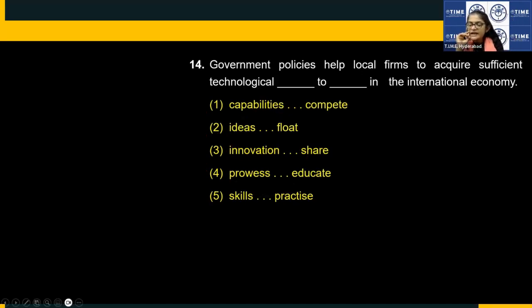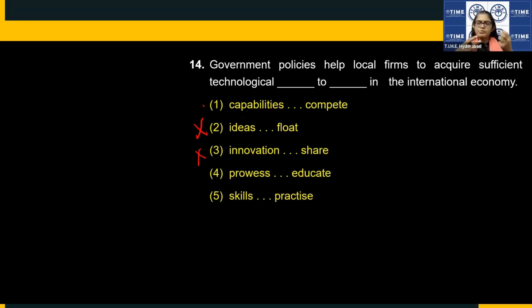Government policies help local firms to acquire sufficient technological dash to dash in the international economy. Capabilities to compete is perfectly good. Technological ideas to float. You want the firms to float in the international economy. That doesn't make sense. Technological innovation to share indeed, to share what? Share should be followed by what they are sharing. Doesn't make sense.